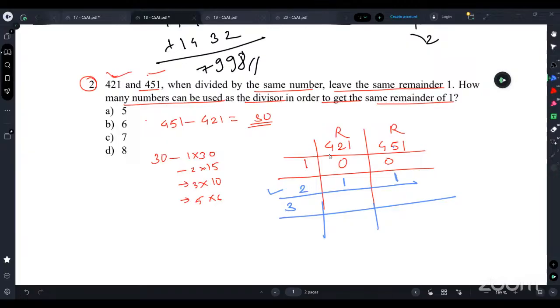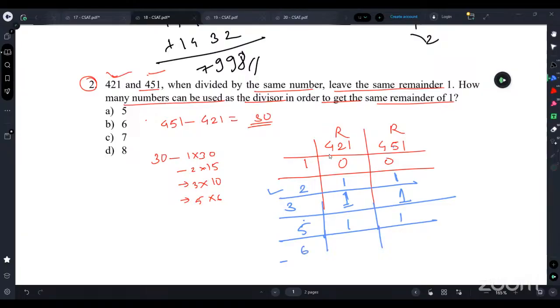Now let's see 3. So 420 is divisible by 3, and 421 will give me a remainder of 1. 450 is also divisible by 3, so 451 will give me a remainder of 1. Now let's see by dividing it by 5. So 5 will also give you a remainder of 1.